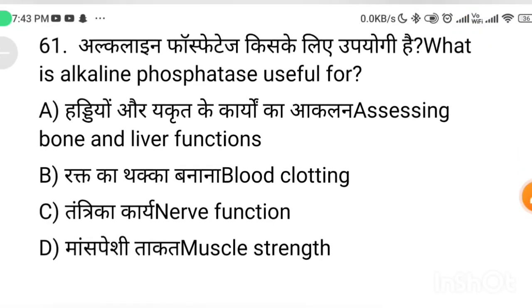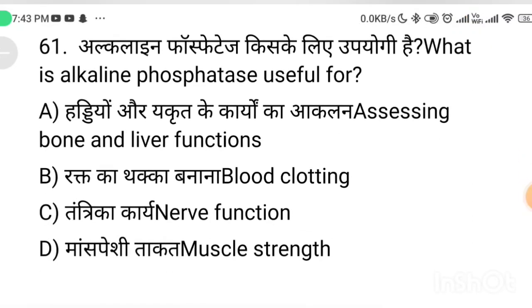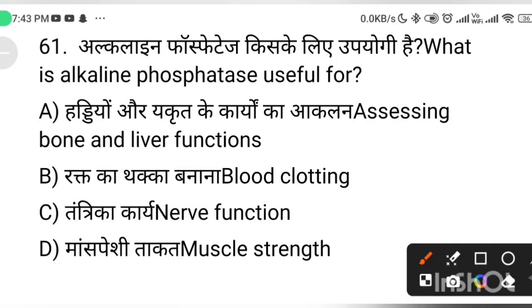Next question. What is alkaline phosphatase useful for? Option A, assessing bones and liver function. Option B, blood clotting. Option C, nerve function. Option D, muscle strength. Correct answer is option A, assessing bones and liver function.